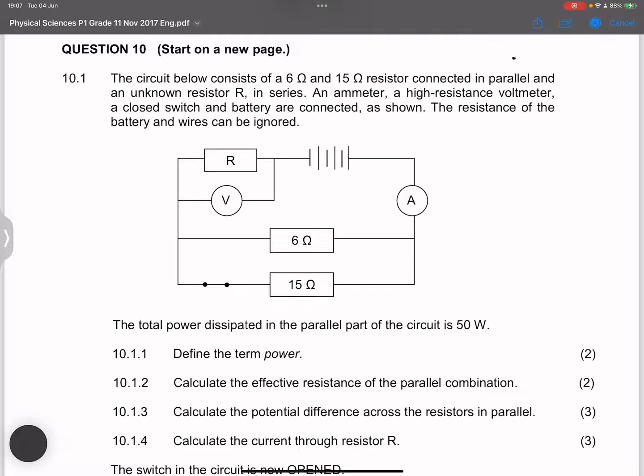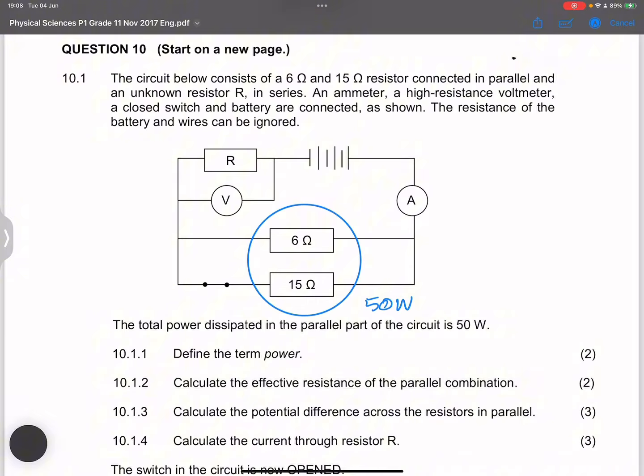Right, now let's quickly have a look at it, ladies and gents. So they say the total power dissipated in the parallel part of the circuit is 50 watts. So meaning if we look at those two in parallel, they dissipate a total of 50 watts. Right, now they say define the term power. Remember that we say power is the rate at which work is done. Okay, so now they say to us, calculate the effective resistance of the parallel combination.